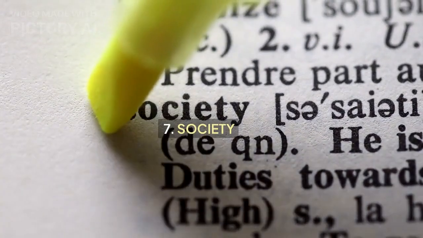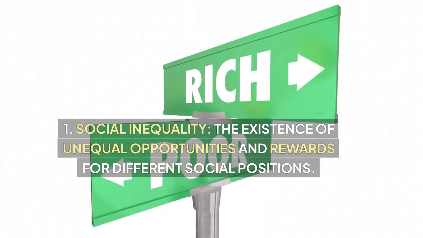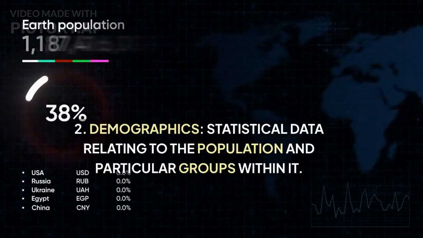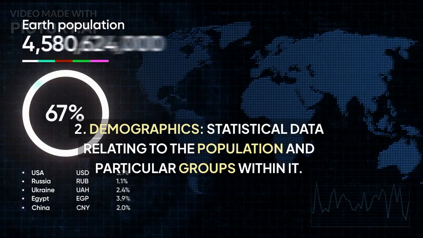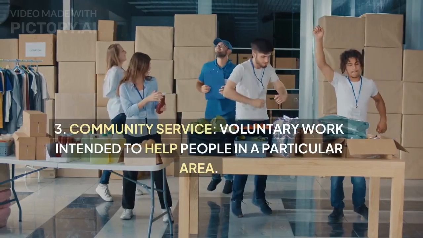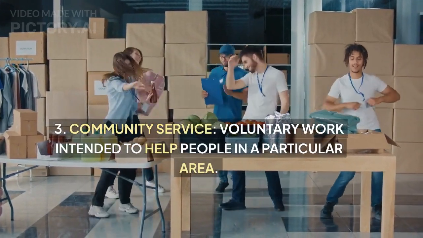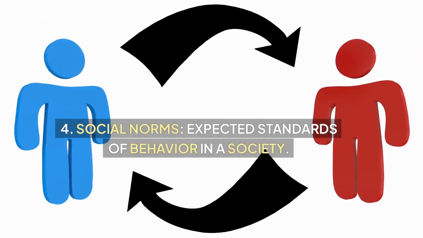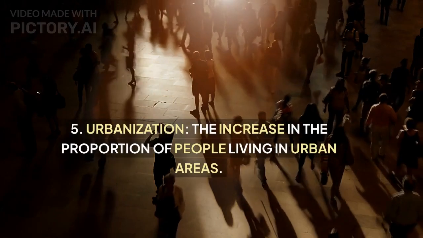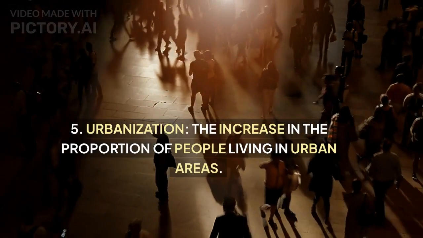7. Society. 1. Social inequality. The existence of unequal opportunities and rewards for different social positions. 2. Demographics. Statistical data relating to the population and particular groups within it. 3. Community service. Voluntary work intended to help people in a particular area. 4. Social norms. Expected standards of behavior in a society. 5. Urbanization. The increase in the proportion of people living in urban areas.